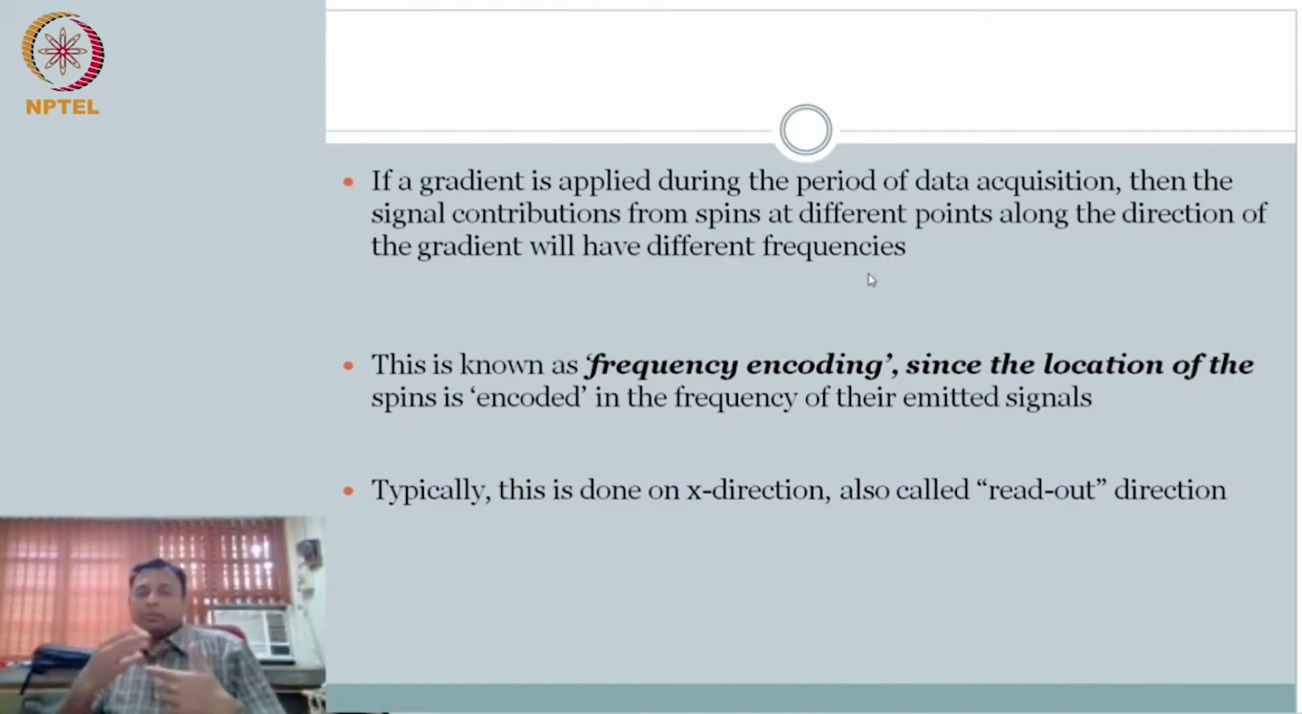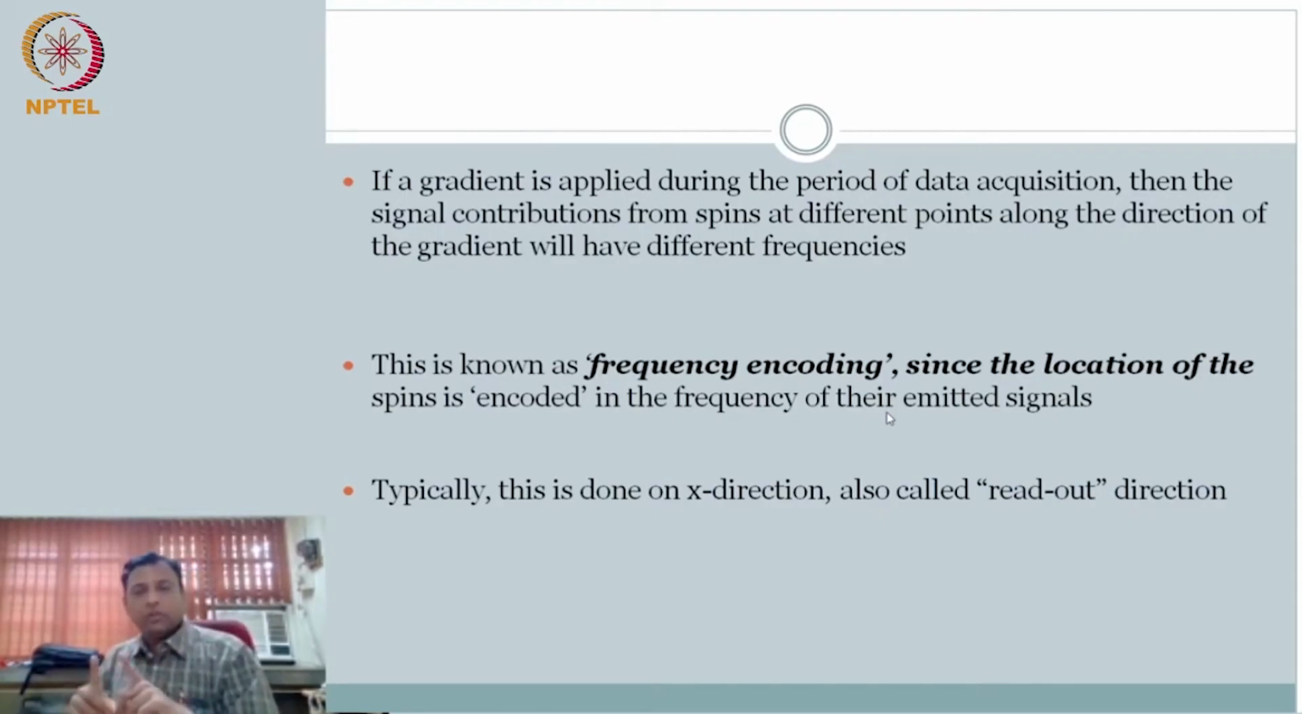We can exploit the same thing in whichever direction we want, right? If you apply a gradient along an axis, the frequencies are different. So if you record the net signal, which is a combination of each of these signals, then you know where it came from. This is known as frequency encoding, since the location of the spins is encoded in the frequency of their emitted signal. Okay, if you do everything at once it will be confusing.